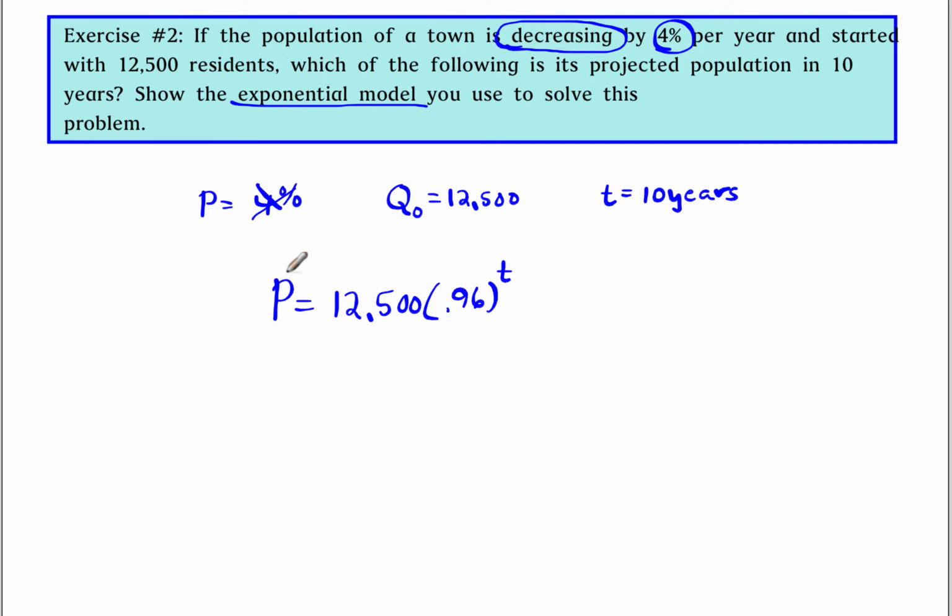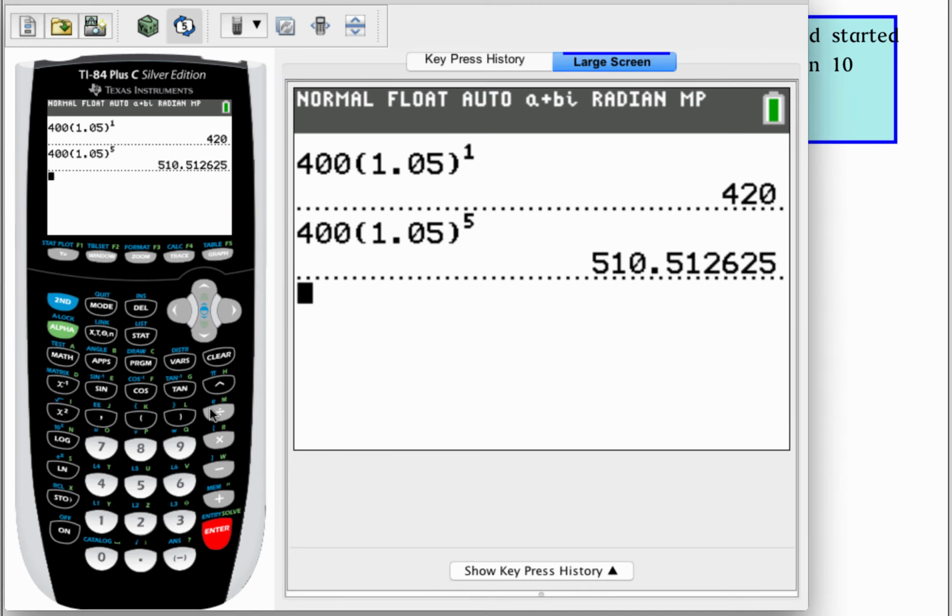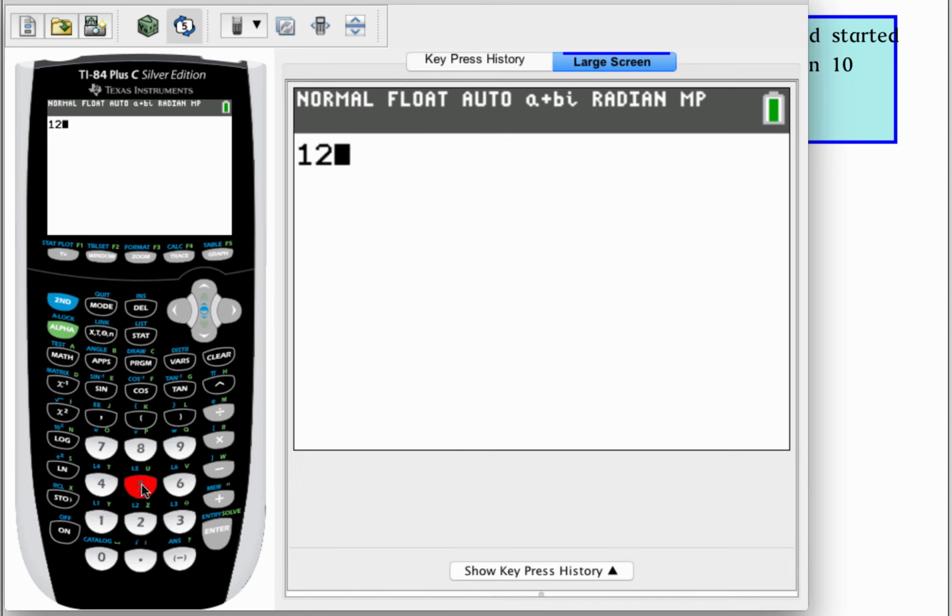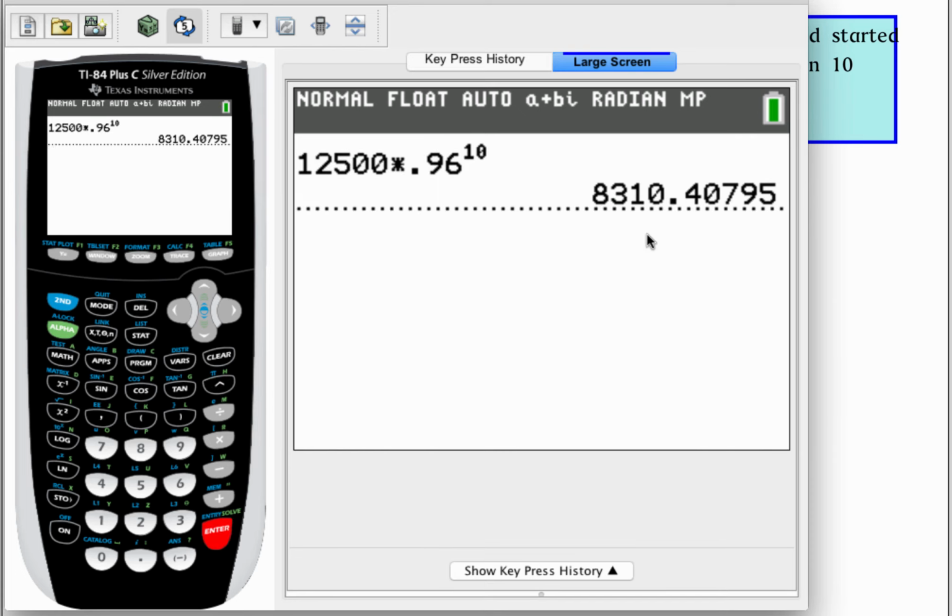You don't really write down 4%. Immediately you subtract and you say, I'm only keeping 96%. It's not 1 plus 96 because I'm not maintaining all of my 12,500 people. I'm going down. And then the last thing they wanted me to do was put the number 10 in. Well, that's pretty easy to do. That's just calculator work. 12,500 times 0.96 to the 10th. So in 10 years, our population is going to be down to 8,310 people.